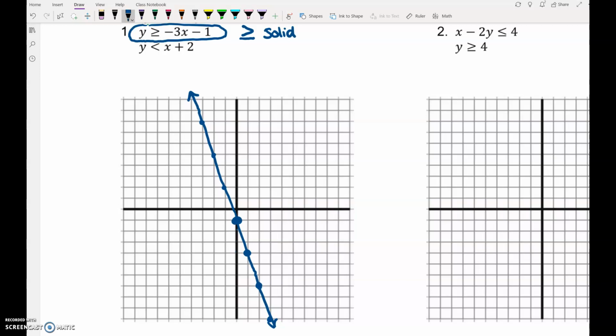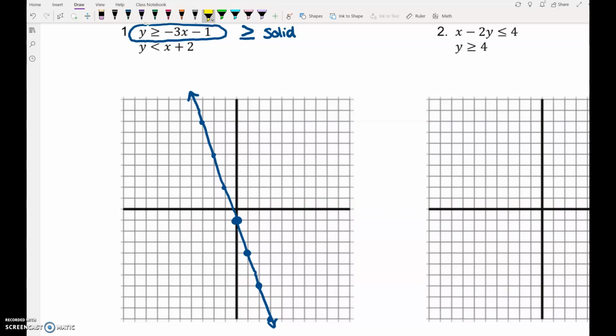Then we have to think about how to shade. Greater than. We want y values that are bigger than this line. The y values are bigger than this line above this line, up from this line. If you put your pencil on the y-axis on this line and draw an arrow straight up, that will show you which side we need to shade.